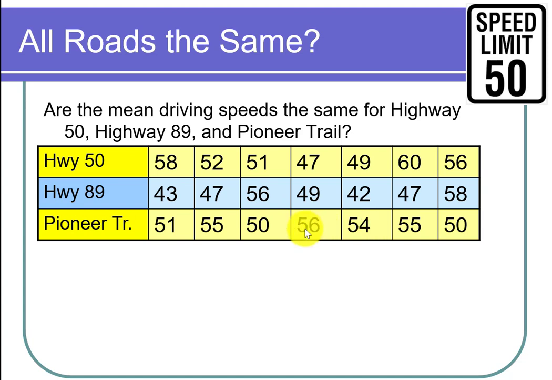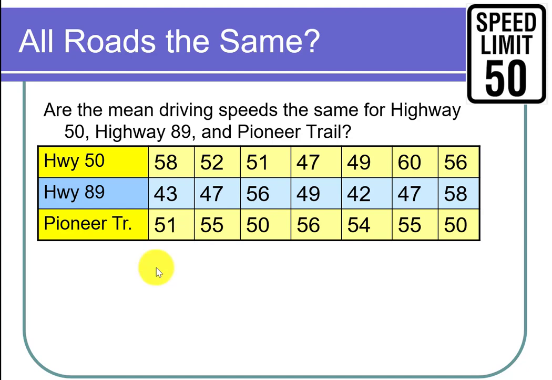Notice that we are looking at three different populations. They're independent of each other. And we're looking at quantitative data. The data is all numbers, clearly. And we want to find out if the population means are all the same. That's what ANOVA is all about.